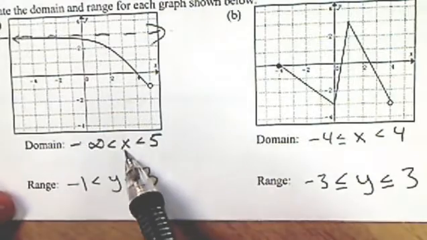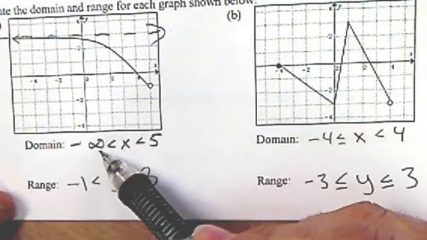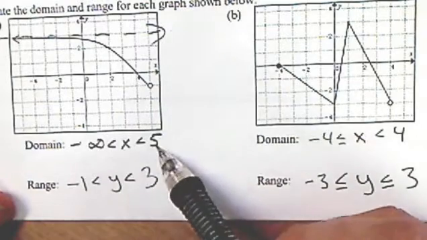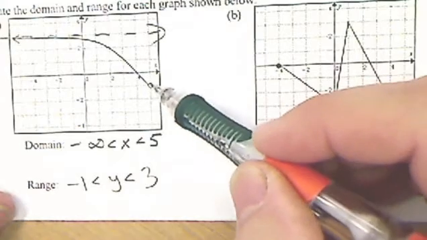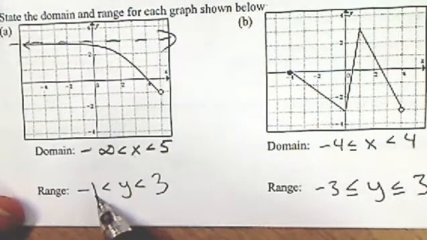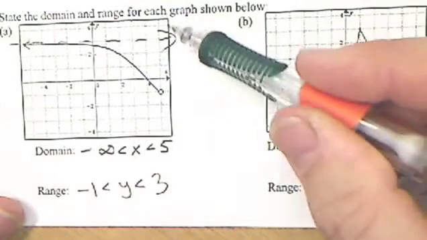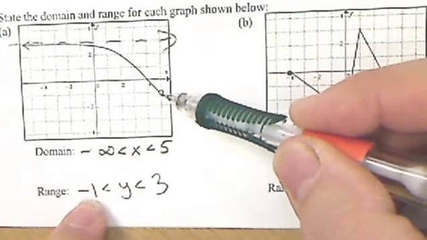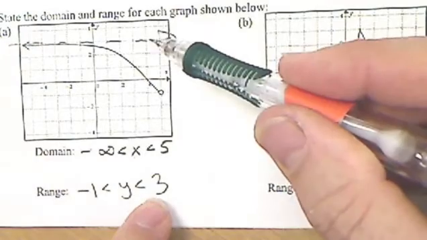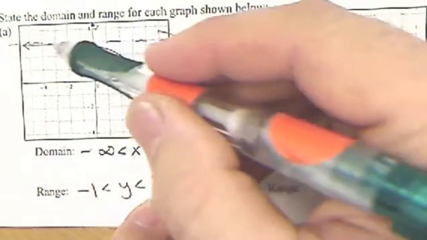The domain is my possible x values. Well, I can have any x down here, so that's all the way to negative infinity, and then all the way up to 5, not including 5 because of the open circle. My lowest y value I see is all the way down here at negative 1. And my highest y goes all the way up to 3 because there's an asymptote there, it levels off.